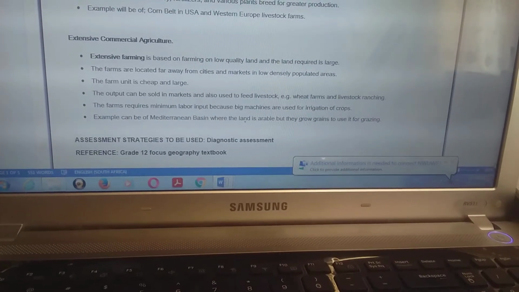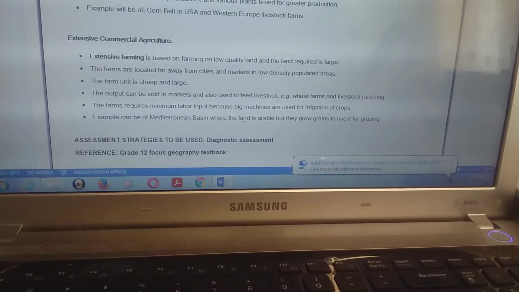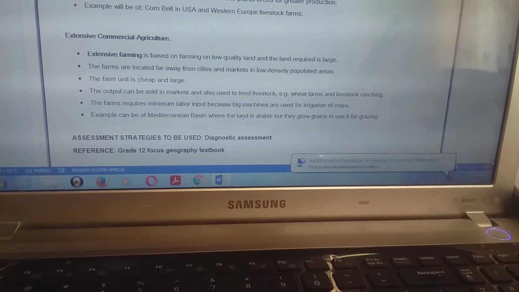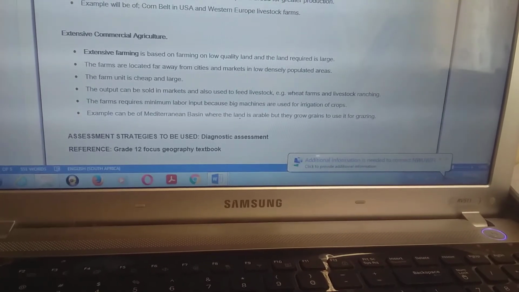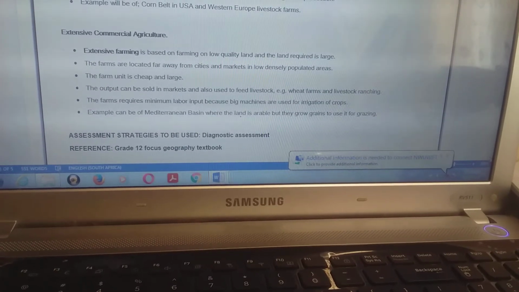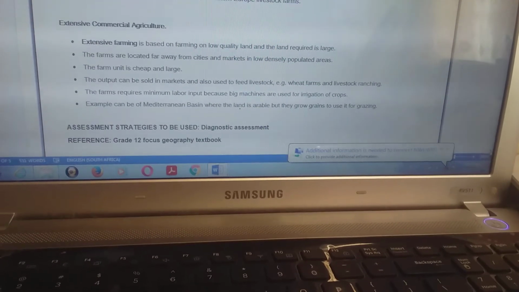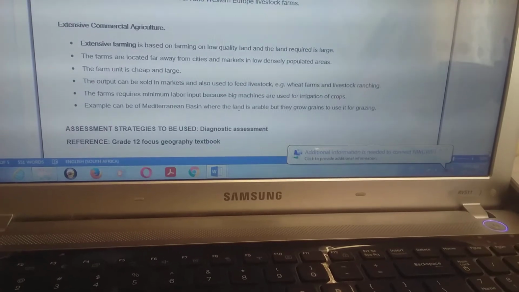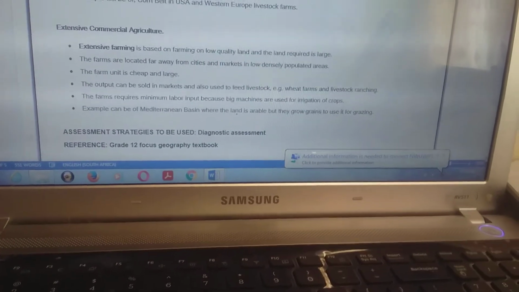The farms require minimum labor input because big machines are used for irrigation of crops. An example is the Mediterranean basin, where the land is arable, but they can grow grain to use it for grazing.